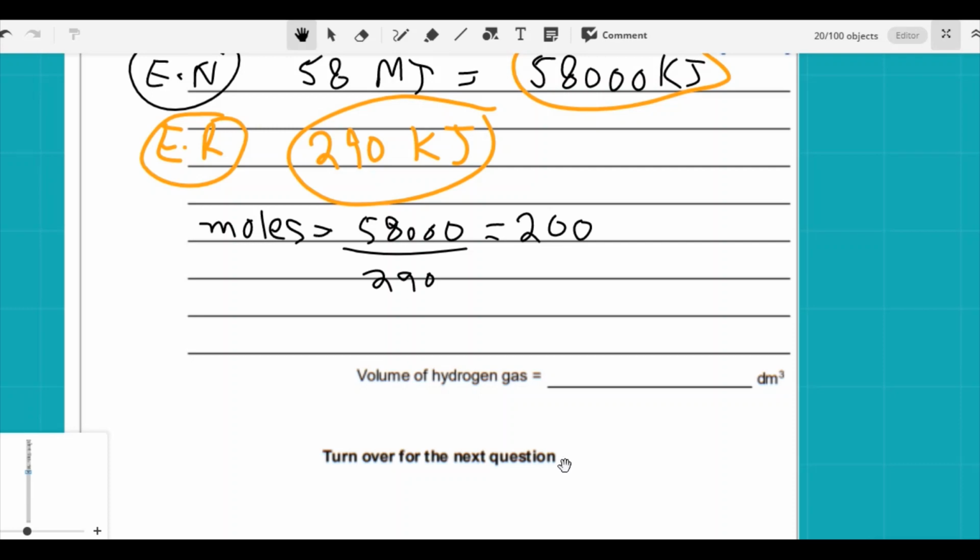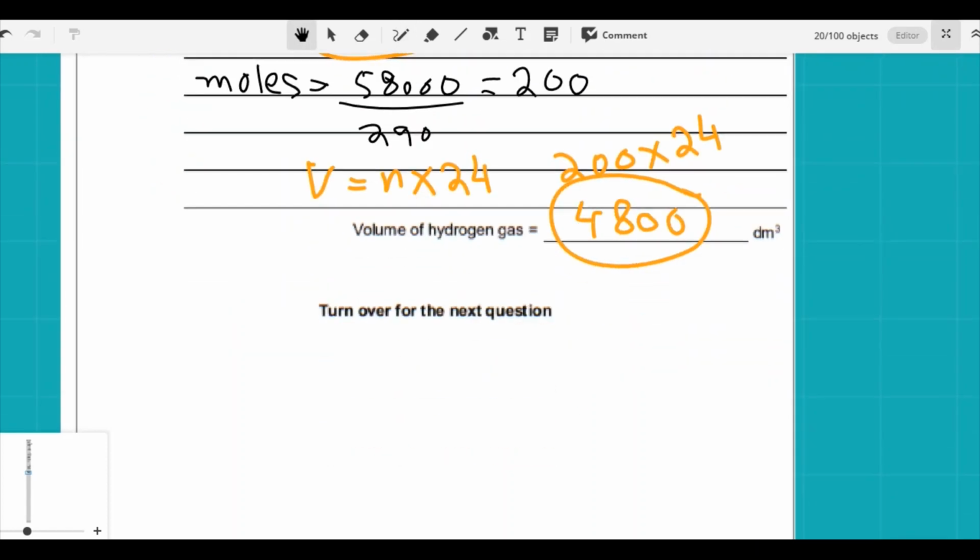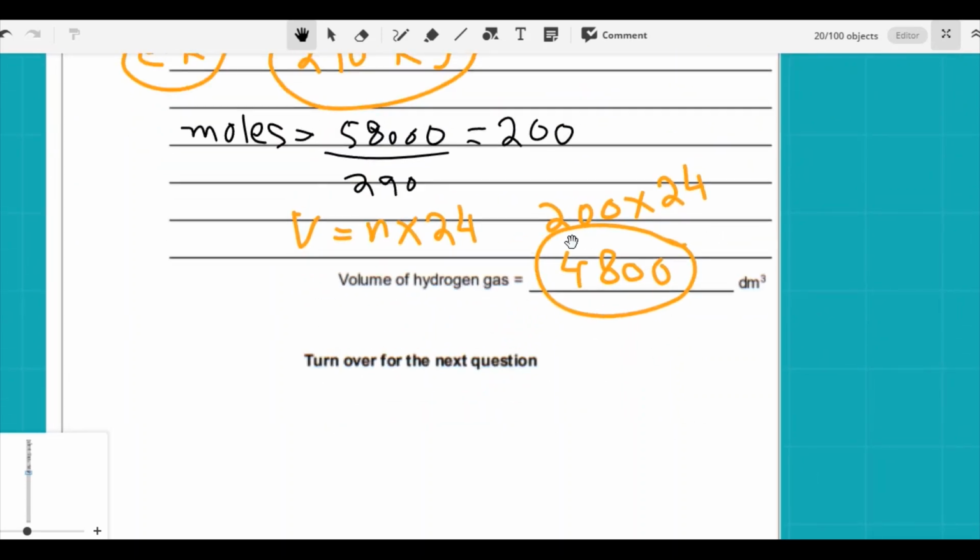Okay, now you have to find the volume of the gas. So volume of the gas, V is equal to, the formula will be V is equal to n times 24. So here is 200 times 24, that will equal to 4,800, because 24 times 2 equal to 48 and 00 here.